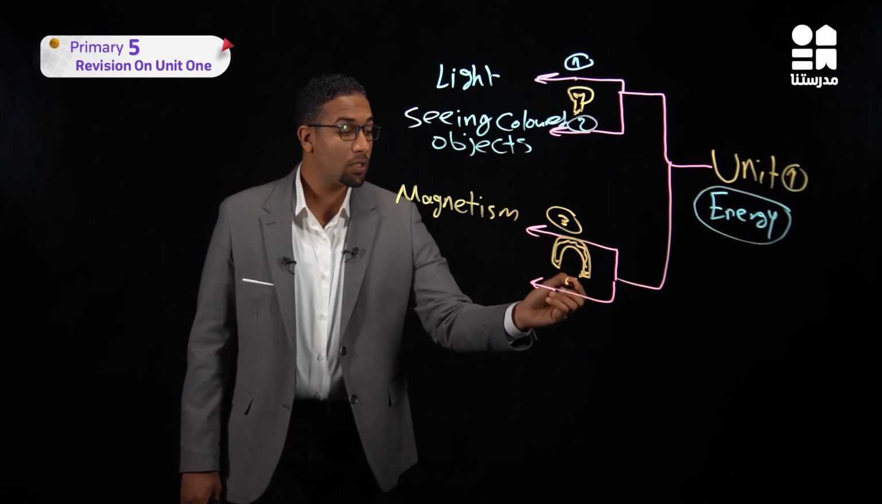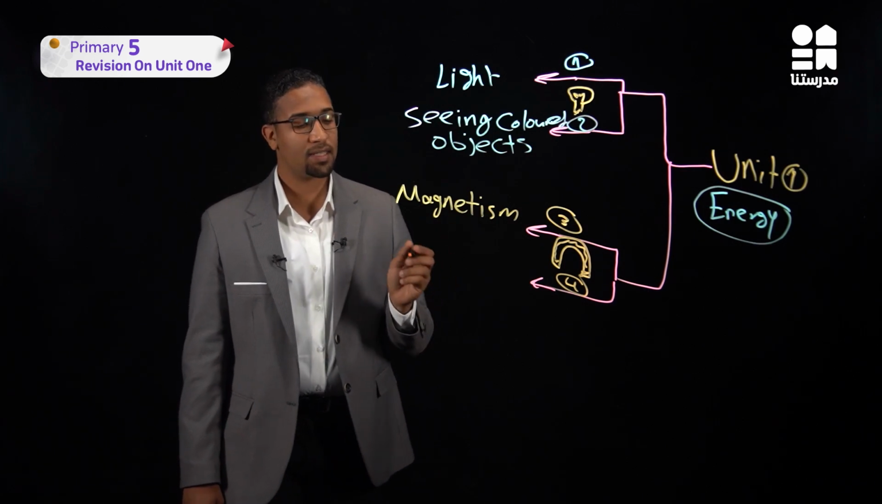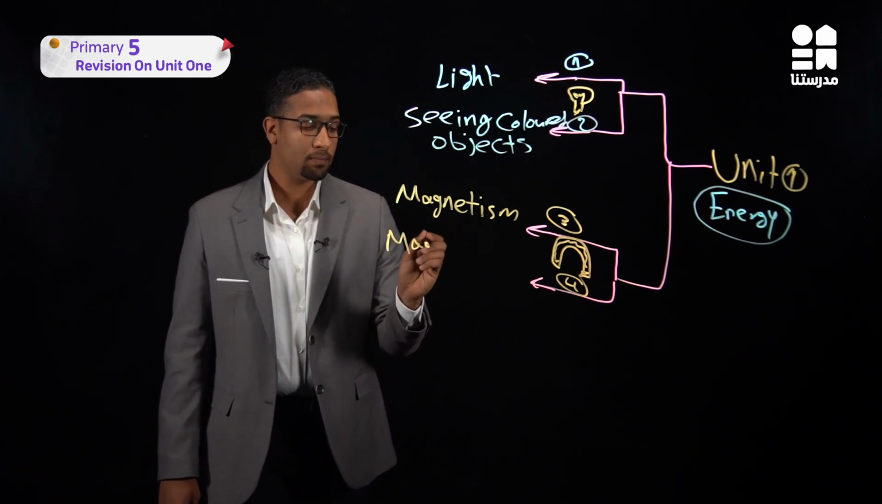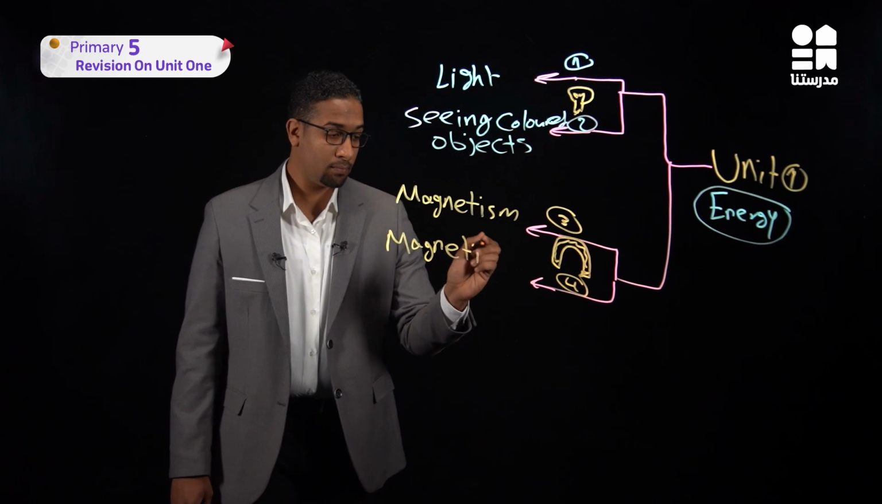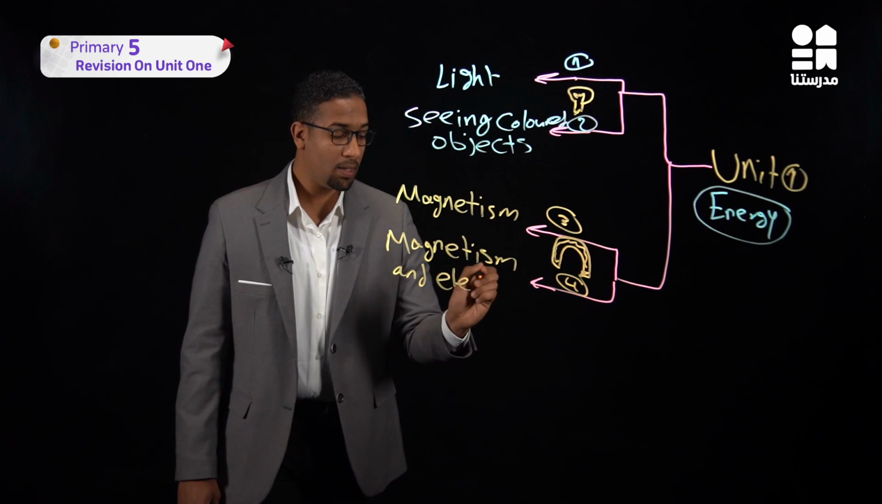And lesson number 4 is also about magnetism, but magnetism and electricity. So magnetism and electricity.